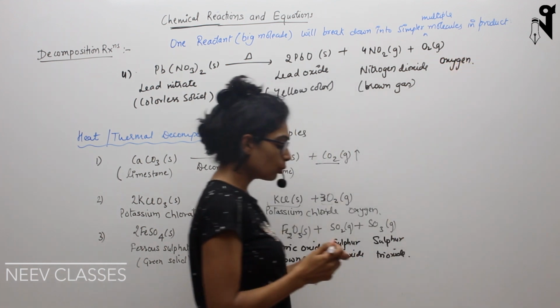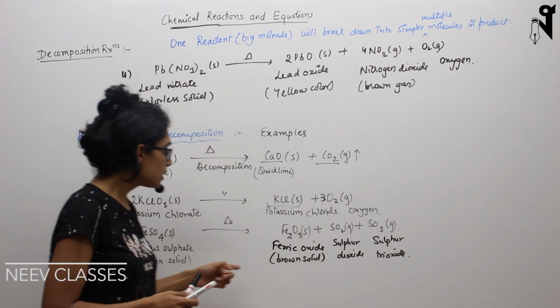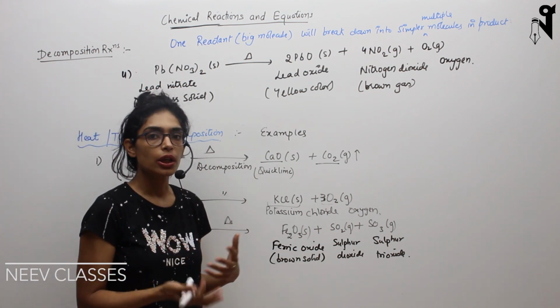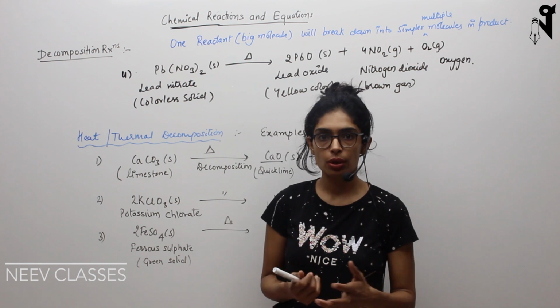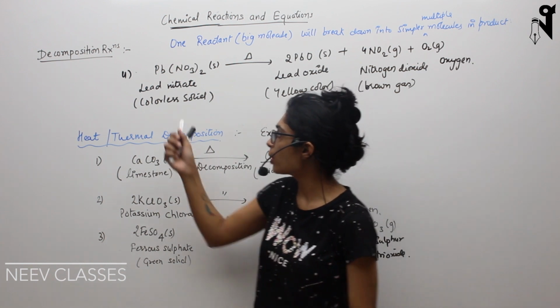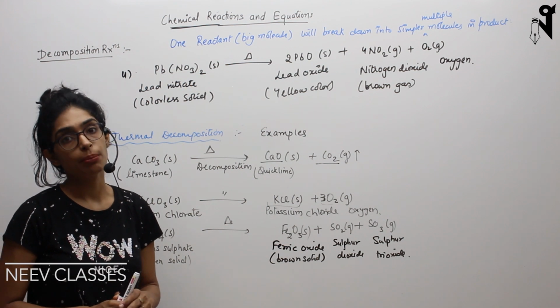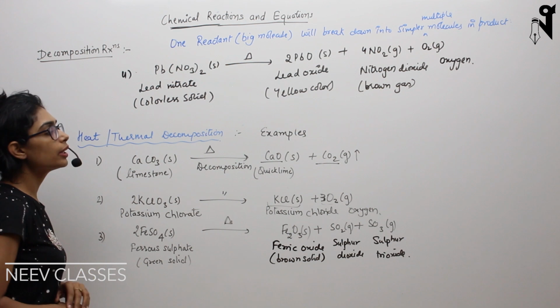So these reactions are not only important because they are part of decomposition reactions, but these two reactions are specifically more important because there are some observations to see. You can see the change happening by the color change. Both of these reactions, the ferrous sulfate reaction and the lead nitrate reaction, are very, very important. So these are some examples of thermal decomposition.